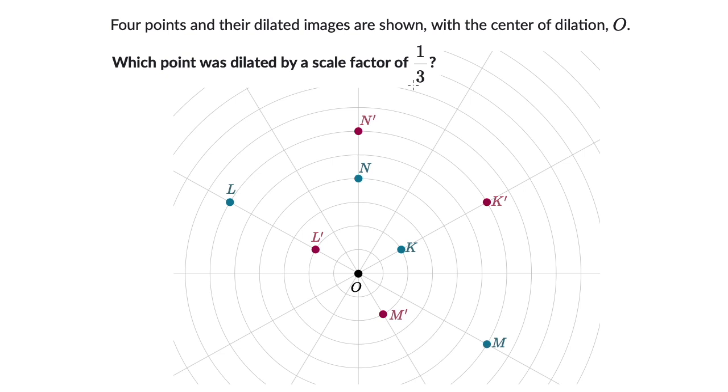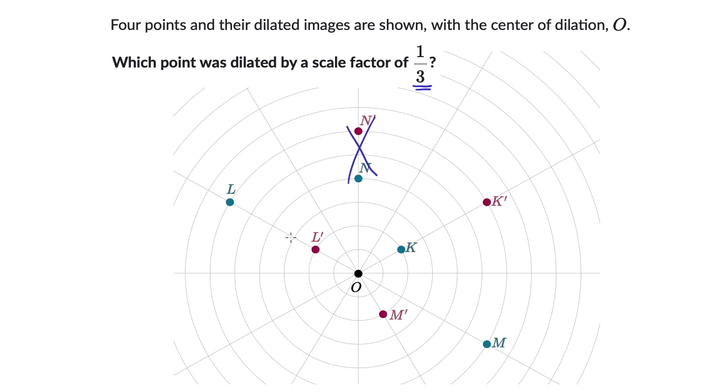Because the scale factor is less than 1, the image after the dilation, the prime letter, should be closer to the center of dilation, not further. So we could rule out N right over here. This actually would be a positive scale factor. It looks like we went from 4 units away from the origin to 6 units away from the origin. So this looks like a scale of 1.5. We went 1.5 further from the origin. So we could rule these out.